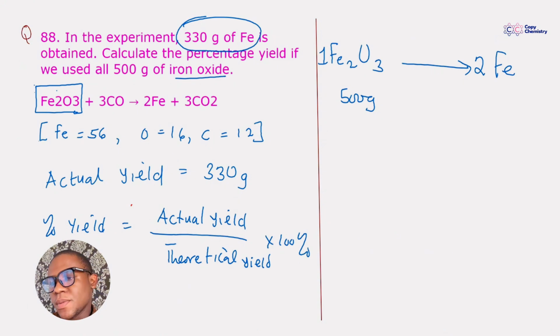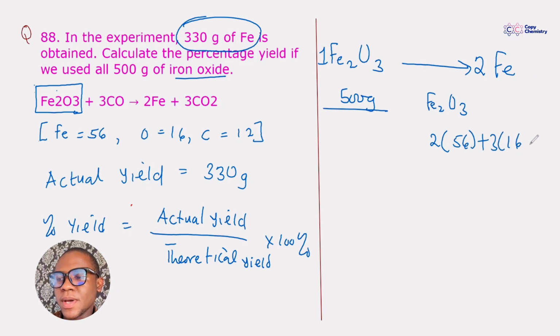Now, the 500 grams that you're seeing there, we have to convert that to moles. So you divide by the molar mass of Fe2O3. So what's the molar mass of Fe2O3? That's 2 multiplied by the Fe, which is 56, and then we have 3 multiplied by 16. What does that give us? Is that 160 I'm seeing there? All right, so I have to divide 500 by 160 then. And that should give us about 3.125. So that's the number of moles of the iron oxide.